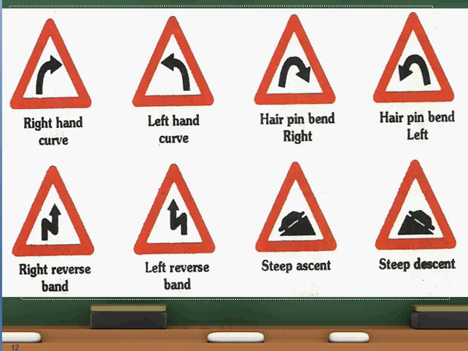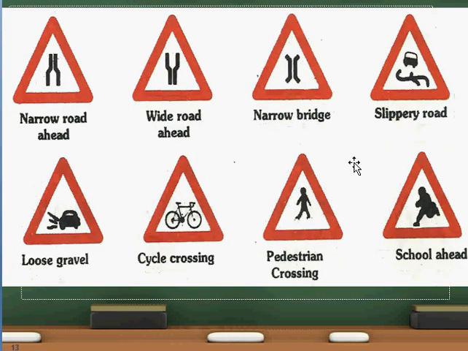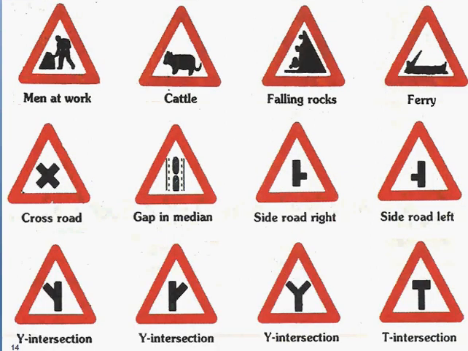Then you have the hairpin bend, left reverse bend, etc. Like that it can be specified. Then cycle crossing, pedestrian crossing, men at work, crossroad, Y intersection. These are all warning signs. That means an intersection is coming. Then men at work is coming. Crossroad is coming, side road is coming.